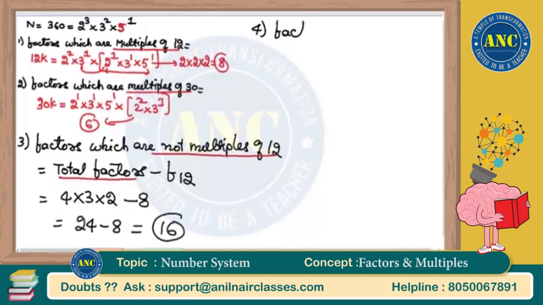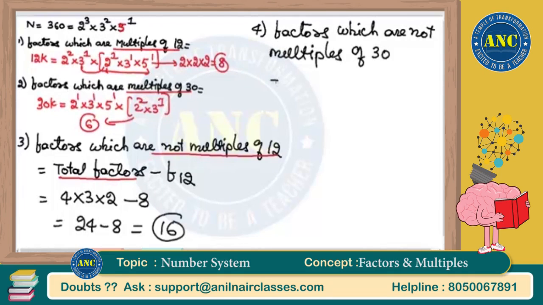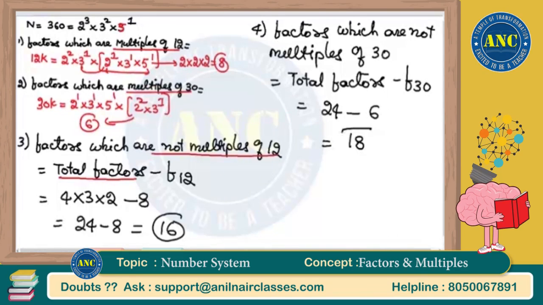Factors which are not multiples of 30. Factors which are not multiples of 30 are nothing but total factors minus factors which are multiples of 30. Total factors is nothing but 24. Factors which are multiples of 30 is nothing but 6. 24 minus 6 is 18.